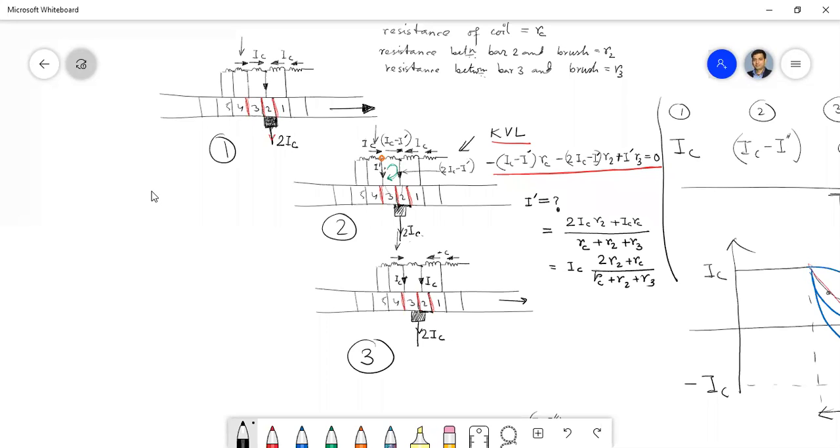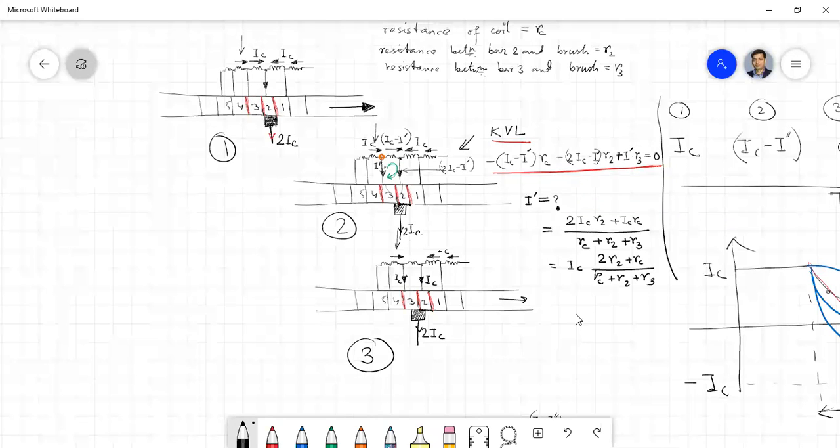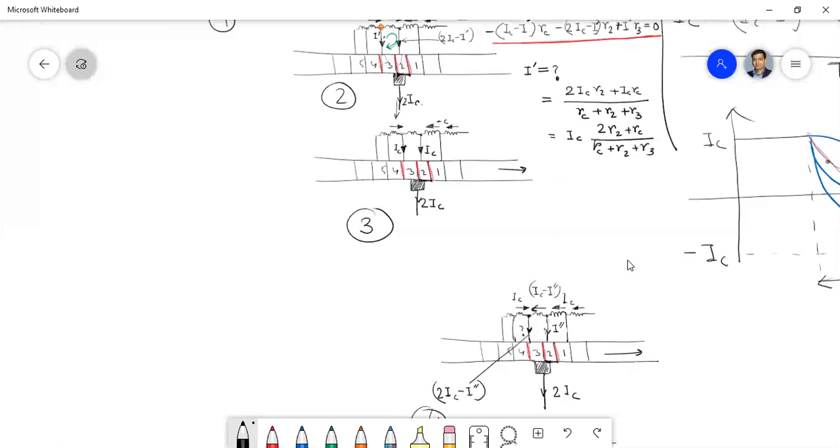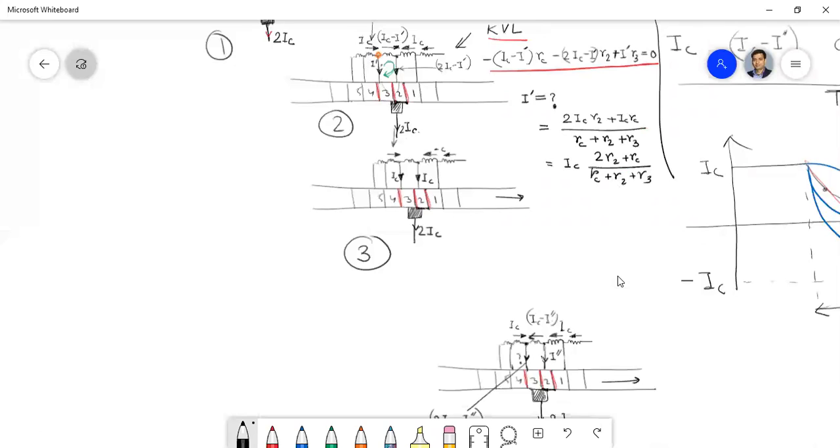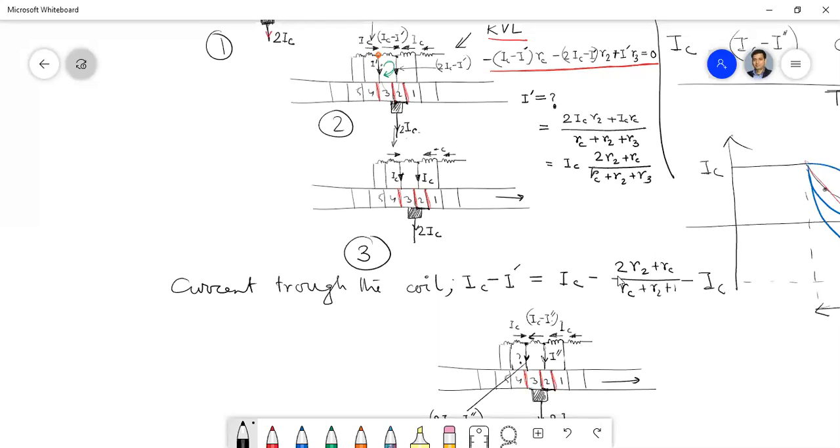So I think you have understood this expression of IC. Now what is the current through the coil? Because the main variable is that. Current through the coil is IC minus I dash. So the current through the coil is IC minus I dash, which is the same IC minus 2R2 plus RC divided by RC plus R2 plus R3.